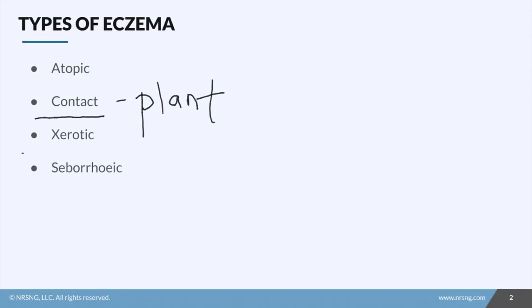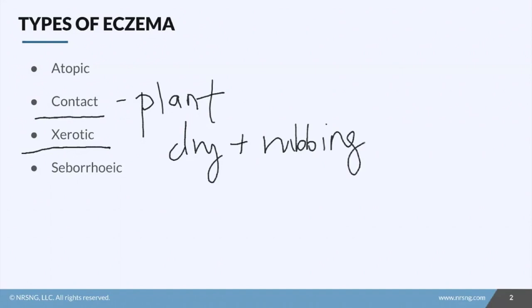The third type of eczema we're looking at here is the xerotic eczema. And xerotic eczema happens when you have really dry skin plus a lot of rubbing or friction. And the perfect example of this is just babies who are crawling. So they're crawling around a lot on carpet and on hard surfaces, and so they can get patches of this xerotic eczema on their knees from the constant friction that their knees are getting from the crawling.